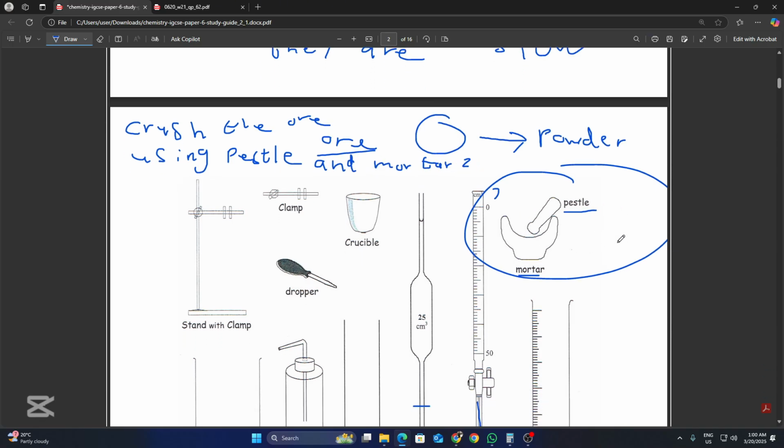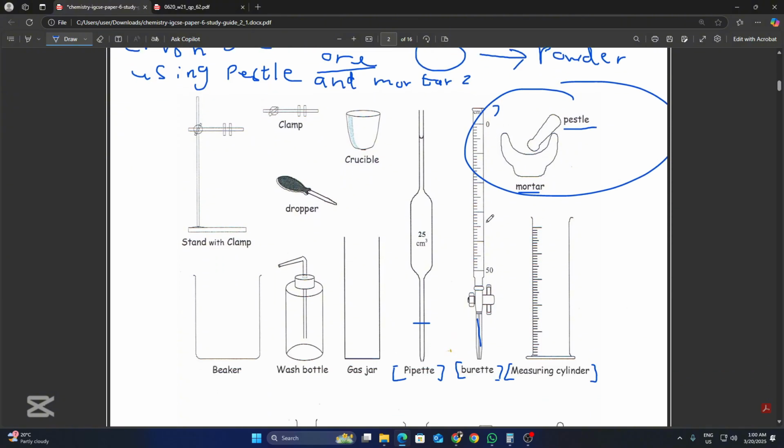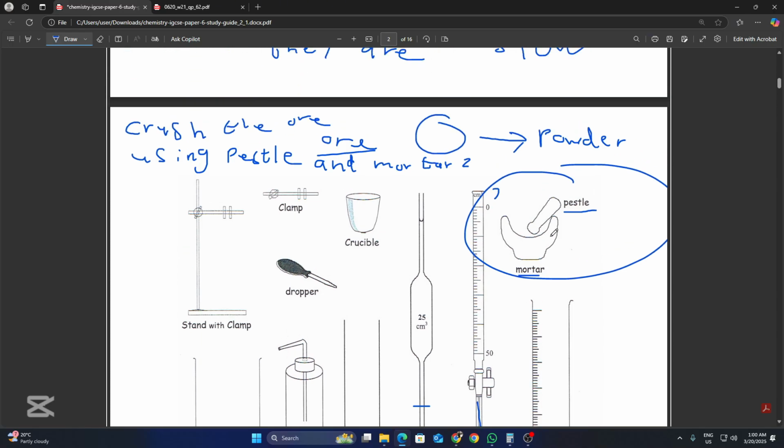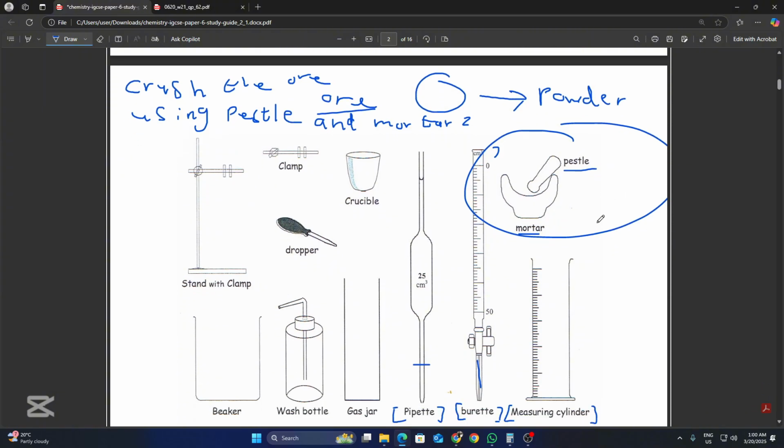Pestle and mortar, as you can see, are always used for crushing anything that's not a powder, or any large lump of something that needs to be crushed. You crush it using pestle and mortar. You can use a hammer, but the recommended one is pestle and mortar.